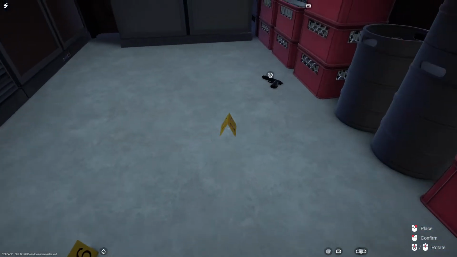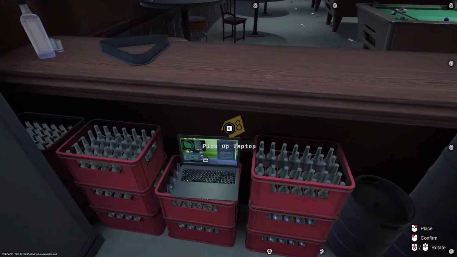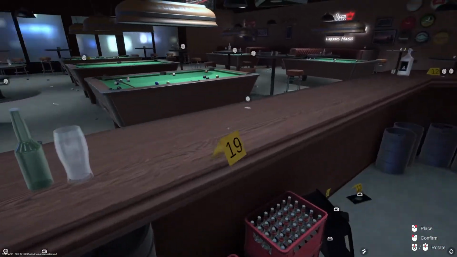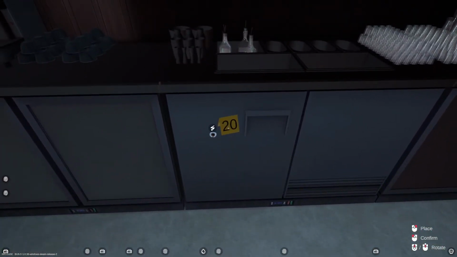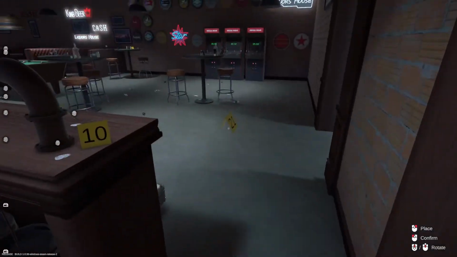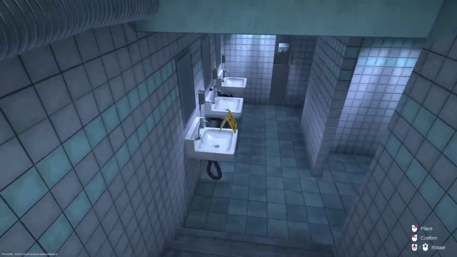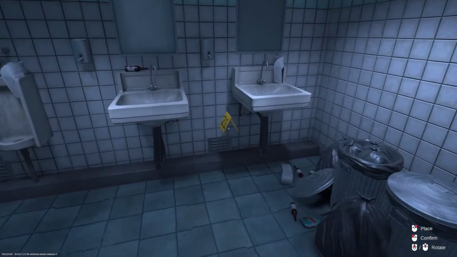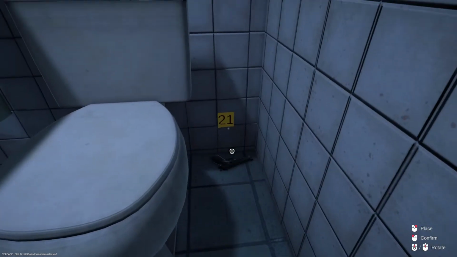Tag. Get the blood, the gun, computer, fingerprints. I think that's, oh no, the gunshot, okay. Or the bullet hole, rather. And the other gun right here.